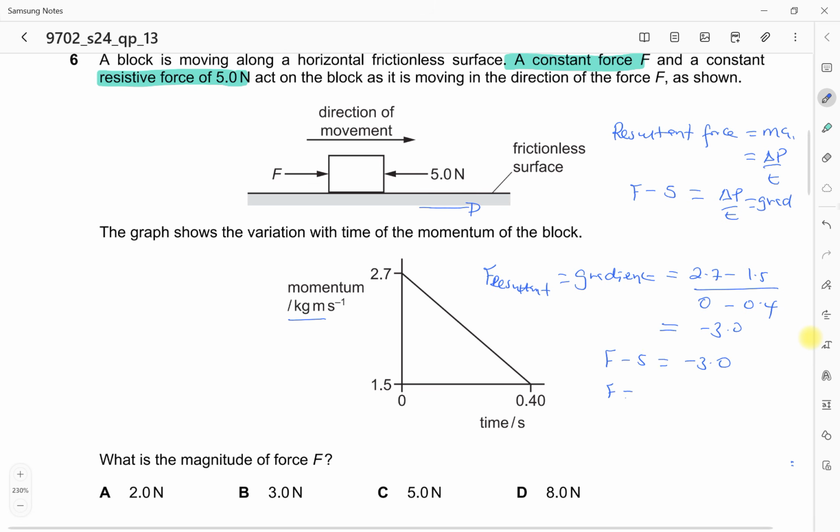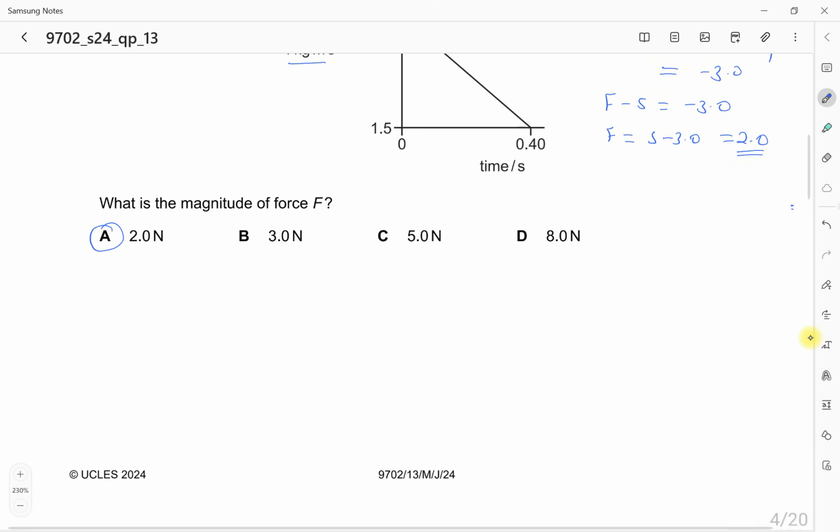So F is going to be equal to 5 minus 3.0, which is equal to 2.0 newtons. So F is 2.0 newtons, which makes the answer to be A.